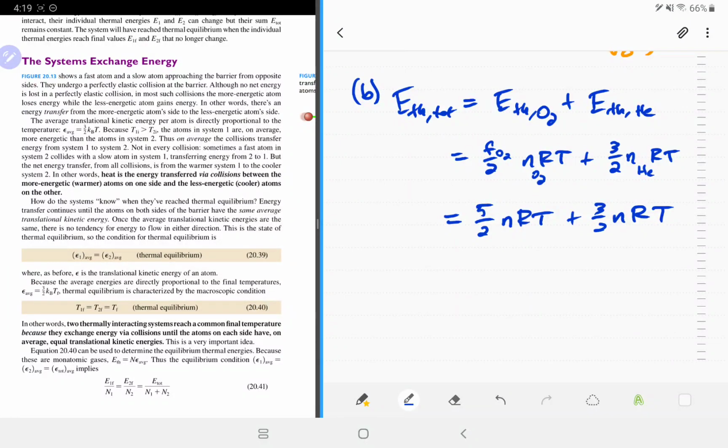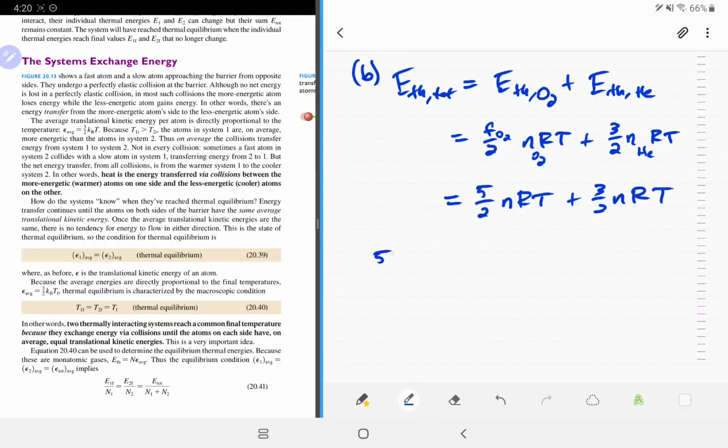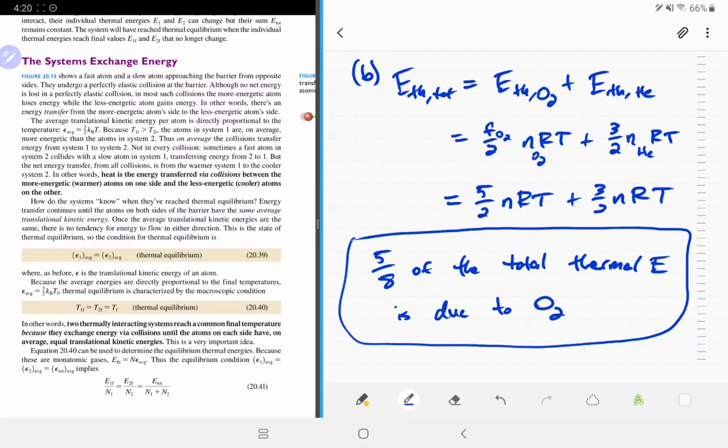So see how 5/8 are due to the oxygen and 3/8 are due to the helium. So 5/8 of the total thermal energy is due to the oxygen. Or in other words, the oxygen contains 5/8 of the total thermal energy, and then 3/8 is for the helium. And this all has to do with the fact that the oxygen is rotating.